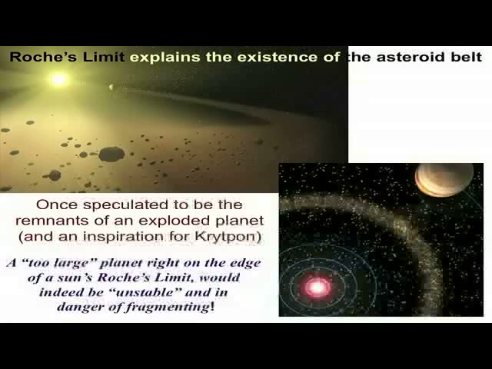It also explains the existence of the asteroid belt. Interestingly enough, for a long time it was speculated the asteroid belt were remnants of an exploded planet. And that was in fact the inspiration for Krypton. And maybe that was Krypton at one time, was the idea. A planet that's simply too large for the Roche limit of its star is unstable and definitely would be in danger of fragmenting.